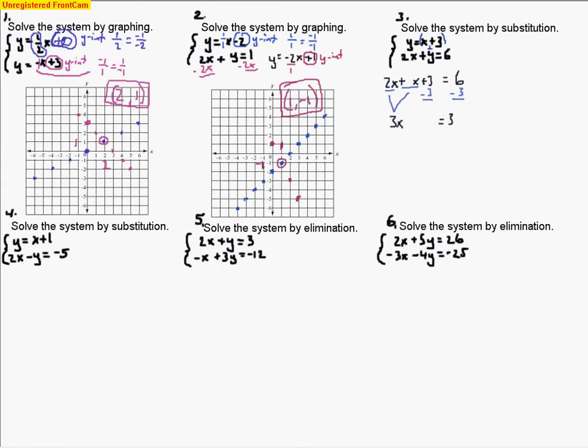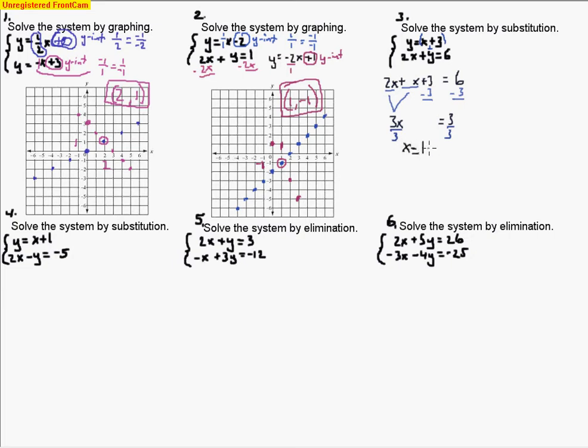And then from there, it's just a matter of doing some division. So I'm going to divide by 3 on both sides, and we'll have our answer. So in this case, we have x equaling 1. Well, we're not done yet. We still have to find y.